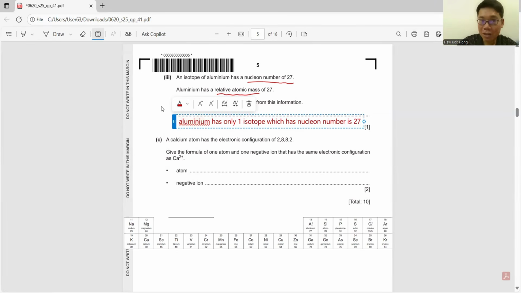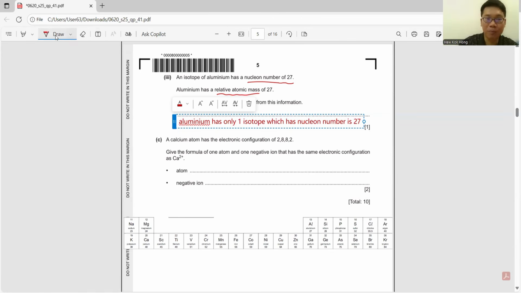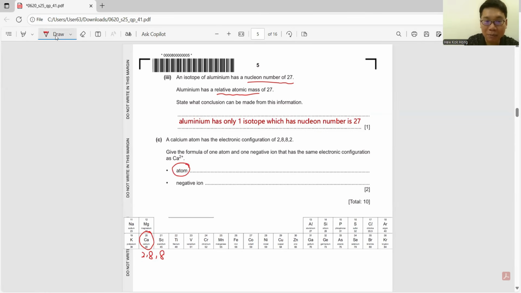Let's see. A calcium atom has an electronic configuration of 2,8,8,2. Give the formula of an atom and 1 negative ion that has the same electronic configuration as calcium 2+. So calcium 2+ is this. After it becomes an ion, it is left with 2,8,8. So the atom that has 2,8,8 is obviously argon.